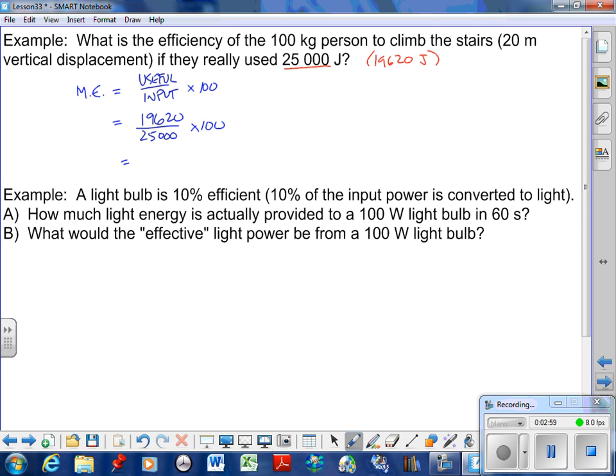19,620 divided by 25,000 times 100. So you got 78.5% efficiency. And I would say that's fairly high for the average person, but you can check that with your phys ed teachers. So therefore, 78.5% efficiency.